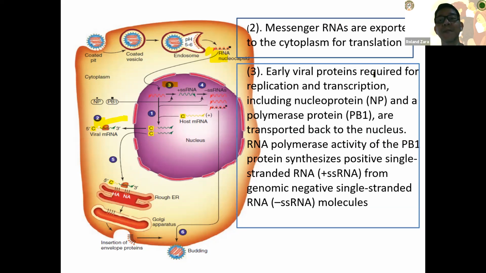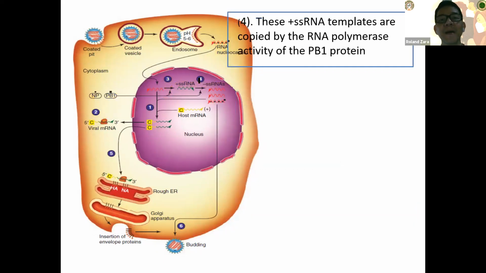Early viral proteins required for replication and transcription, including the NP and the PB1, are transported back into the nucleus. The RNA polymerase activity of the PB1 protein synthesizes a positive single-stranded RNA from a genomic negative single-stranded RNA molecule, so that they can produce a lot of RNA. In step 4, the positive single-stranded RNA templates are copied by the RNA polymerase activity of the PB1.